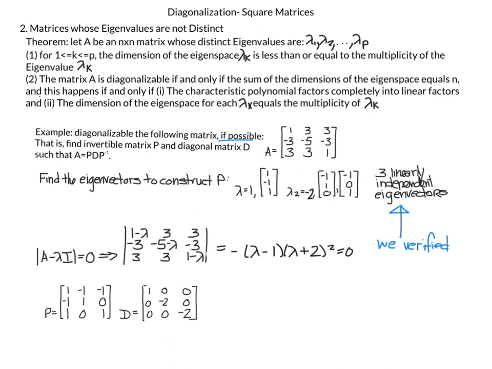The next statement from this theorem: the matrix A is diagonalizable if and only if the sum of the dimensions of the eigenspaces equals n. So here the dimension of this eigenspace is 1, and the dimension of this eigenspace is 2 because there are two basis vectors. So 1 plus 2 is 3, which is exactly equal to n. And that's why we were able to find our invertible matrix P and our diagonal matrix D for this example.